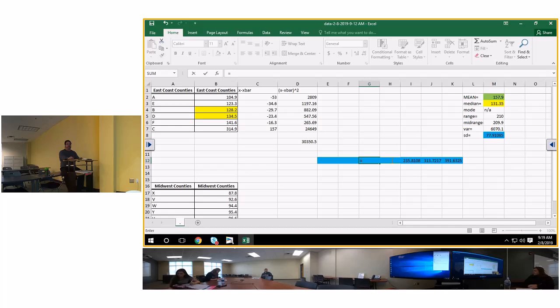Okay, that's going to be H12 minus that, and then F4. There we go. And then copy that to the left. And now you have your normal distribution.